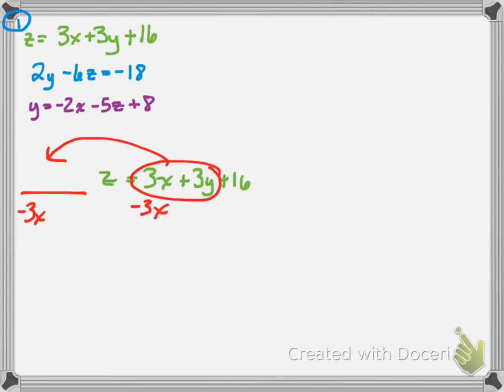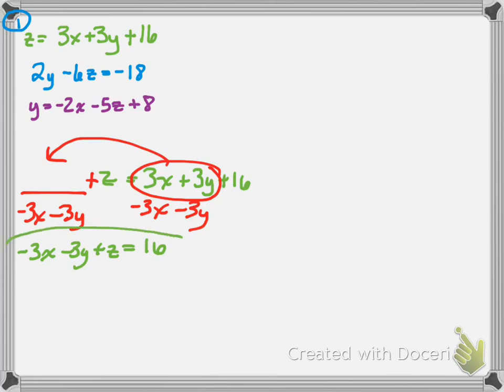The 3y is a plus 3y, so I subtract 3y, subtract 3y. My 16 I want to remain on the right-hand side, and my z is positive, so I'm going to put a plus sign in front of it. So when I rewrite it, it becomes negative 3x minus 3y plus z equals 16. So that's one of my equations.